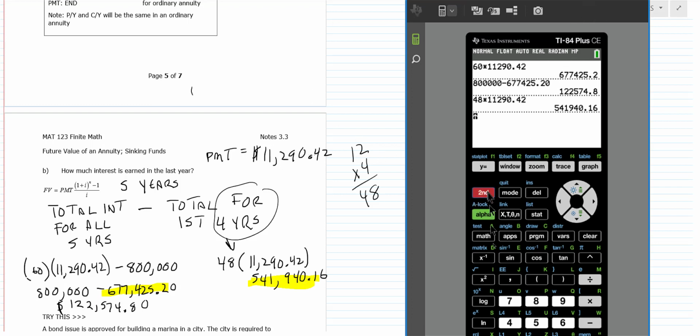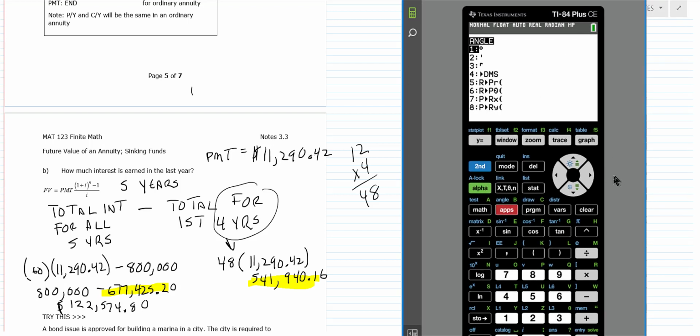Now I'm going to go back to my TVM solver, and let me show you what I'm doing. I'm going to go back to Apps, Finance. We know the payment, so we're going to figure out how much money is in that annuity after 4 years. That's going to be 48, because after 4 years, you made 48 payments.